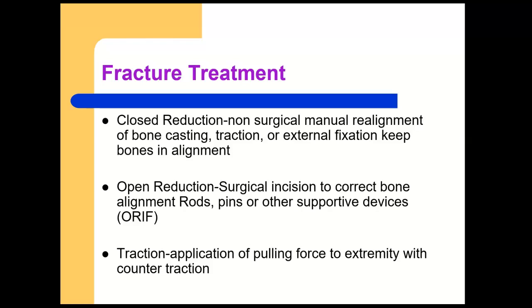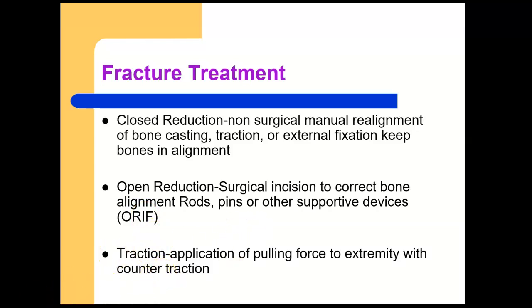And so we go to surgery and can do what's called an open reduction. There's a surgical incision. We can use pins, other devices to keep the bone in place. And so that's an ORIF, an open reduction. With internal fixations, that means there's hardware internally.